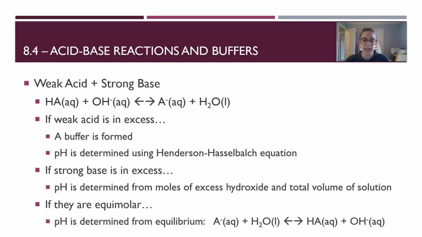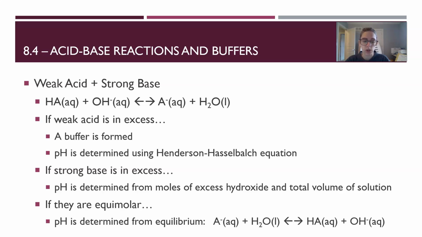So pH is again determined by which is in excess, but this gets a little bit more complicated. If the weak acid is in excess, we form what is called a buffer, and a buffer is a solution that resists change in pH. The pH is then determined using an equation called the Henderson-Hasselbalch equation. If the strong base is in excess, the pH is determined from how much excess there is and the total volume of solution. So you'll use stoichiometry to determine the moles of excess hydroxide. You'll look at the total volume of solution, and that will get you your concentration of the hydroxide ion in the total mixture. Then you can use that to calculate your pH.